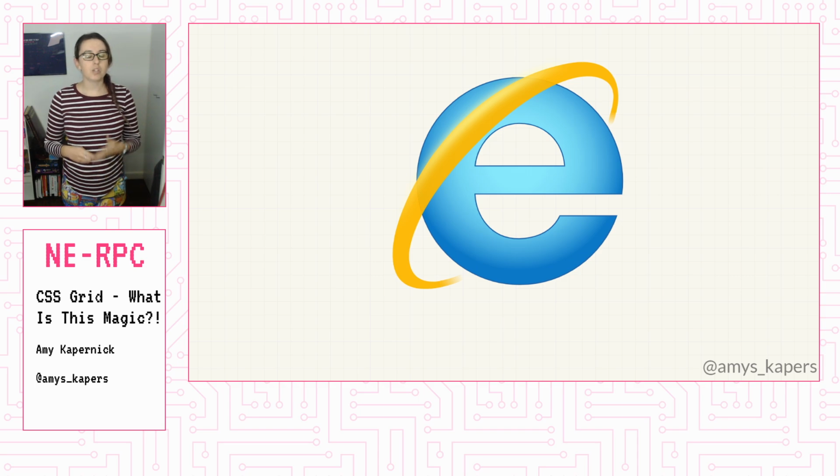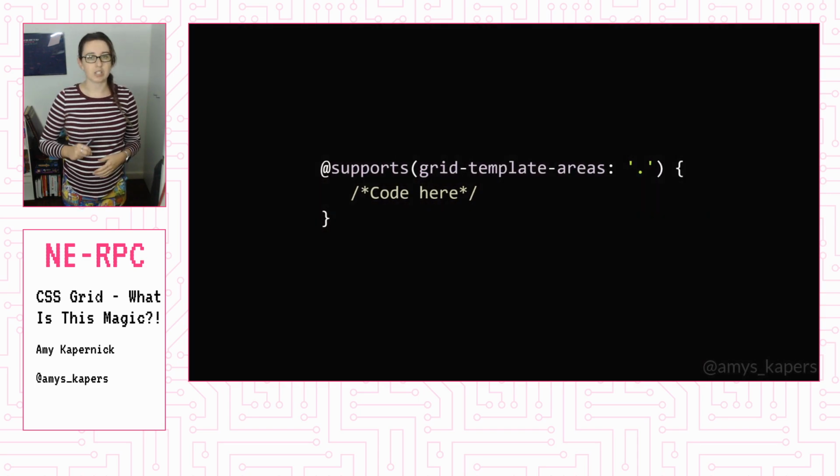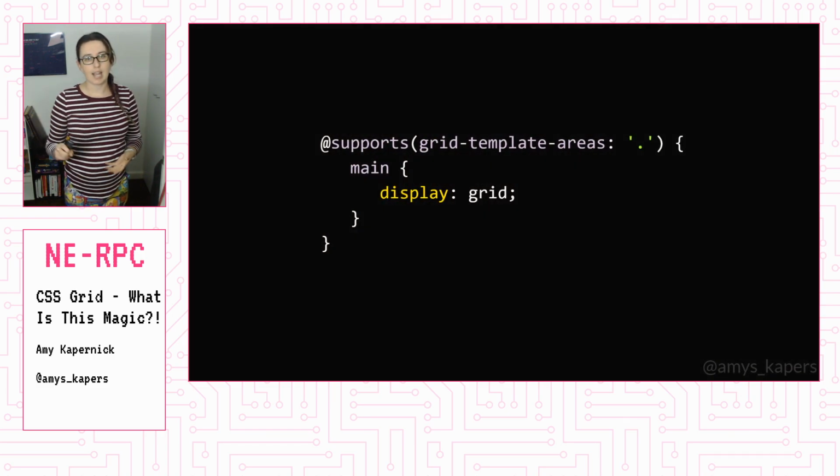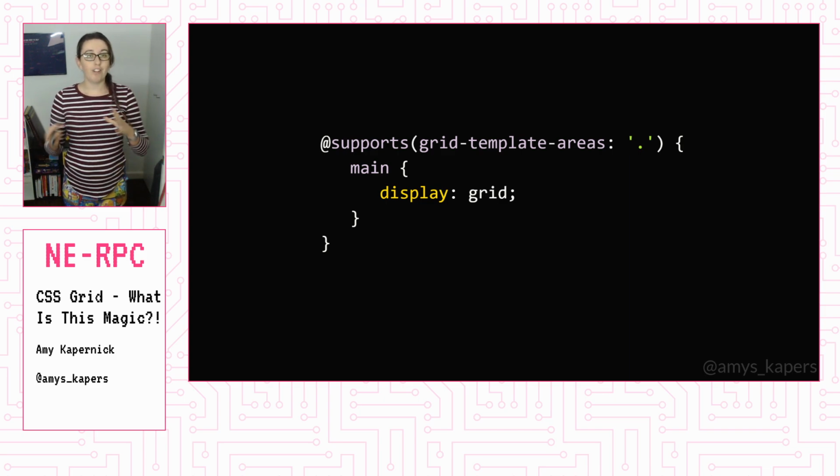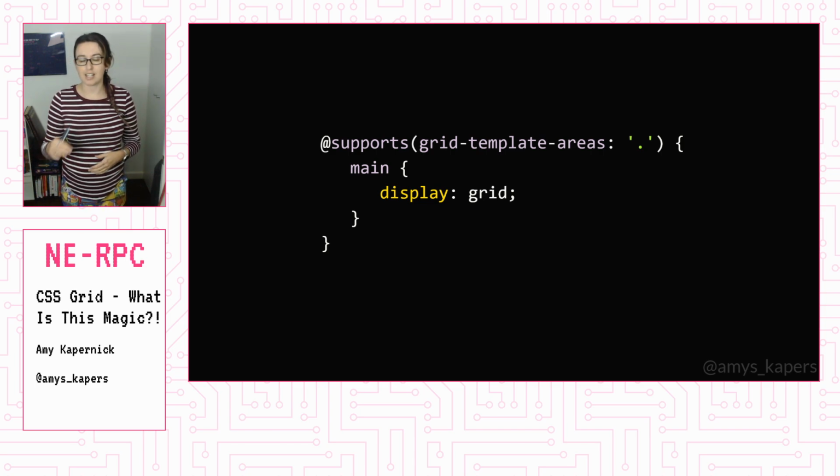So instead, we can do a supports query for something that IE doesn't know about. For example, grid template areas. So I can set supports grid template areas, put my grid code inside of it, and then if the browser doesn't know what to do with grid template areas, it will ignore my code. Oddly enough, not all browsers support supports. However, the good news is if it doesn't support the supports query, it will ignore the code anyway. And if a browser doesn't support supports, try saying that 10 times quickly, it will have no idea what to do with display grid anyway.